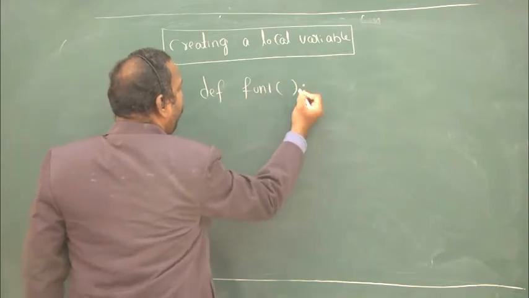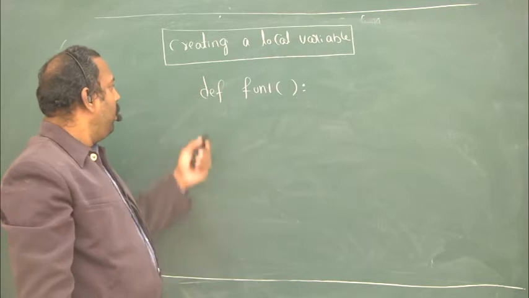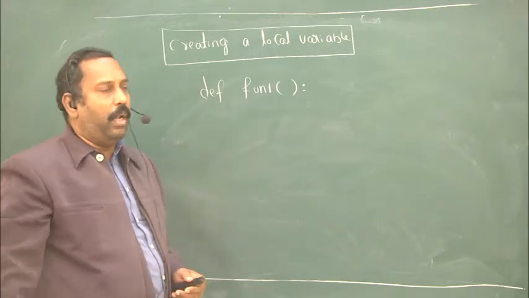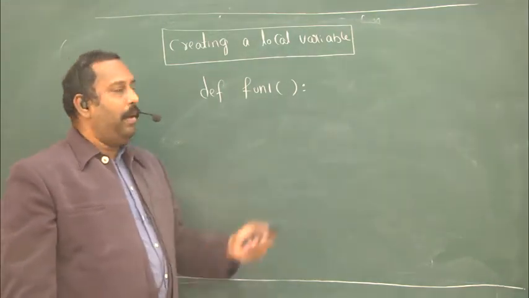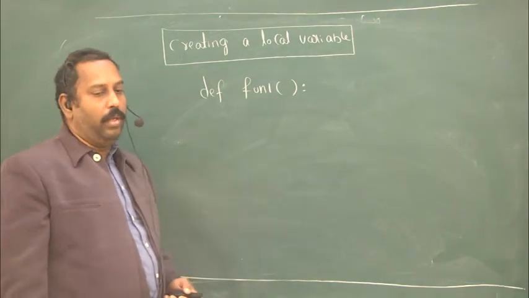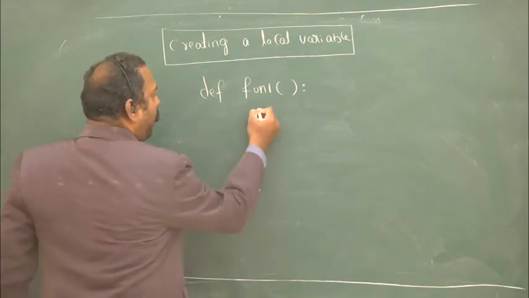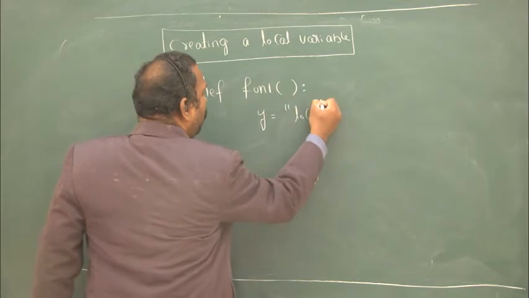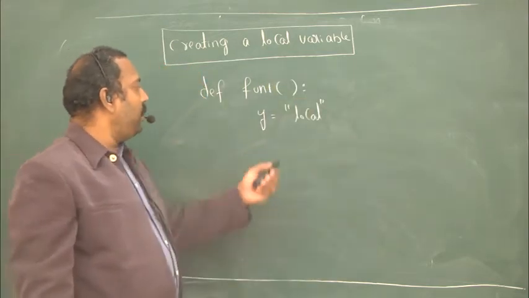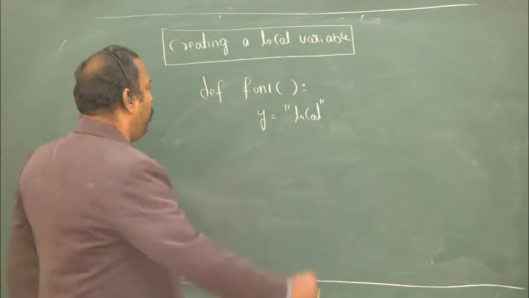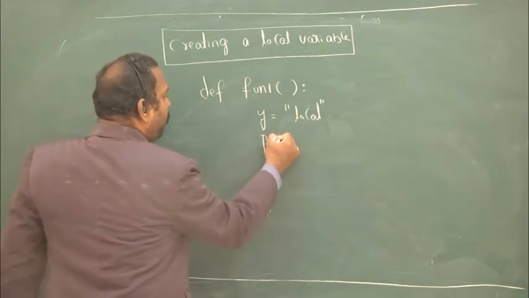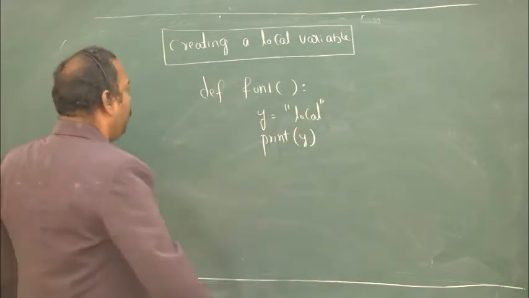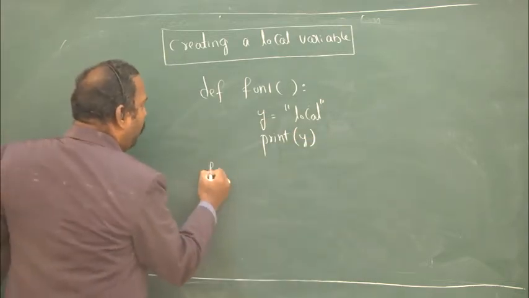So this is how to define a function, we already discussed. The def keyword is used to define the function, and the function name is fun1, whatever name you want you can specify, and brackets you have to use, and colon you have to use. Next you have to declare the variable y equal to, for example, local. So y is a variable, I am assigning the value called local. Simply I will use print y.